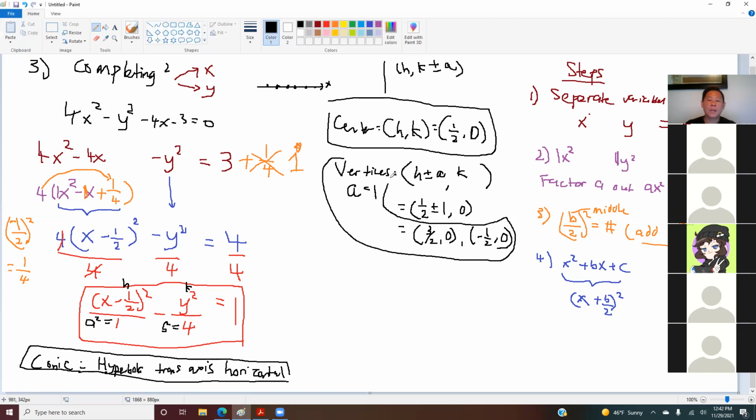Okay. Now, the next question they want you to find is the focus point or foci. Now, foci in this case, we use c. So it is (h plus minus c, k). But this question doesn't have c. You only have a and b. So does anyone here know how to find c in this case?